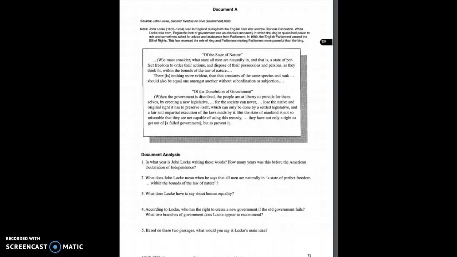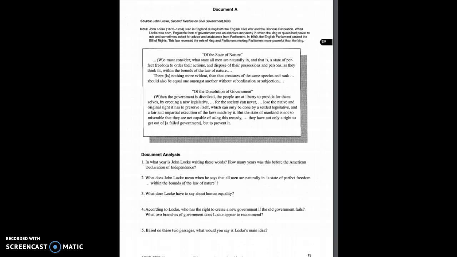So for the first chunk, it says, of the state of nature. John Locke writes, we must consider what state all men are naturally in. That is a state of perfect freedom to order their actions and dispose of their possessions and persons as they see fit within the bounds of nature. There is nothing more evident than that creatures of the same species and rank should also be equal one amongst another without subordination or subjection.